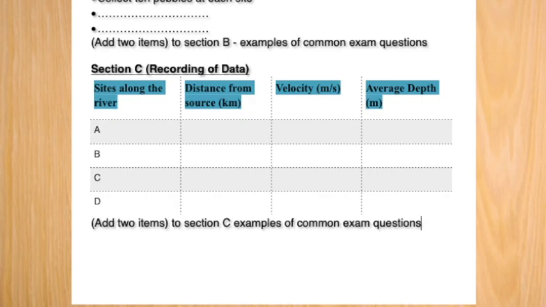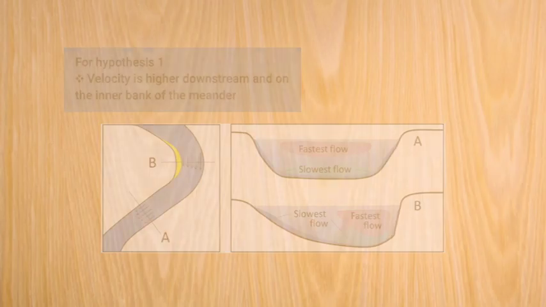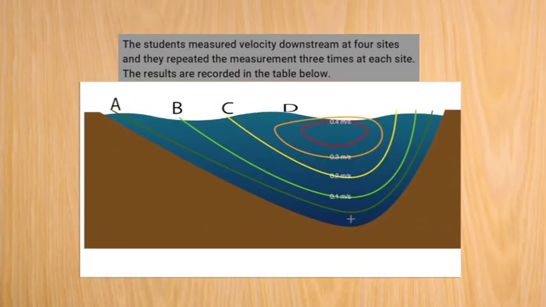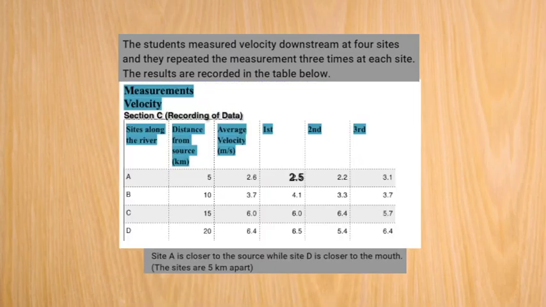The following are examples of different results that the student might have collected in their study. For hypothesis 1, velocity is higher downstream and on the inner bank of the meander. The student measured velocity downstream at 4 sites and they repeated the measurement 3 times at each site. The results are recorded in the table below. Sites along the river: Site A, B, C, D. Site A, the distance from the source is 5 kilometers.